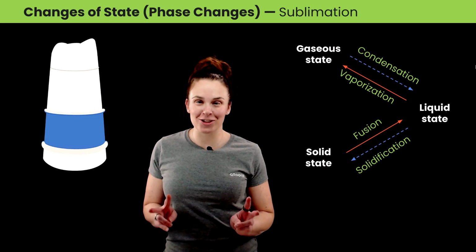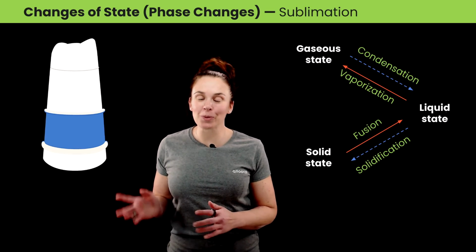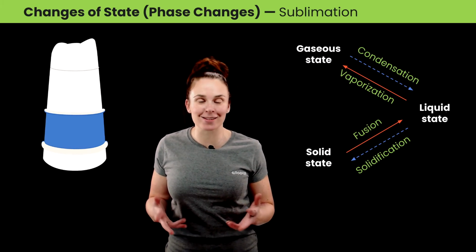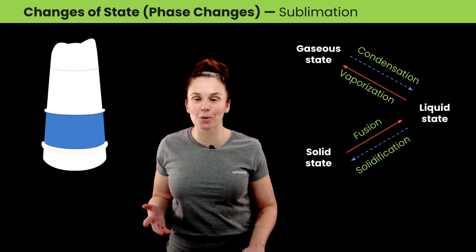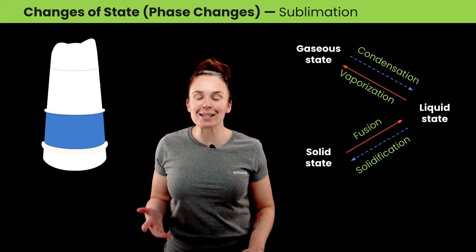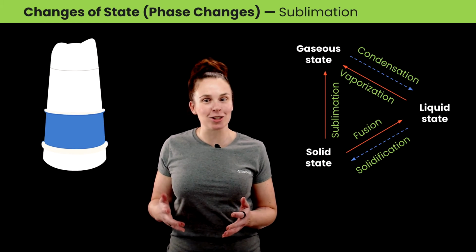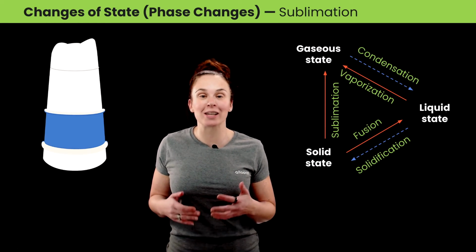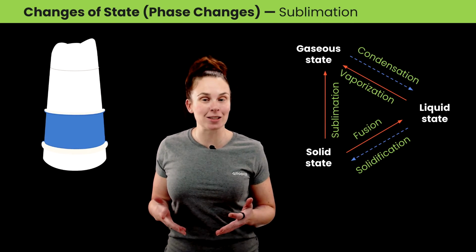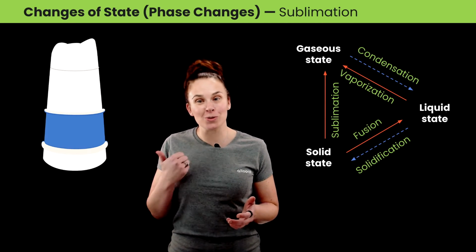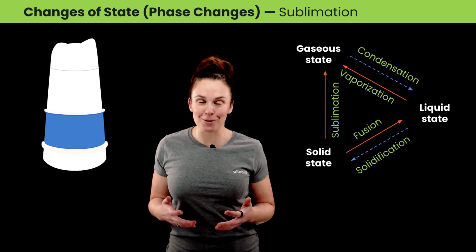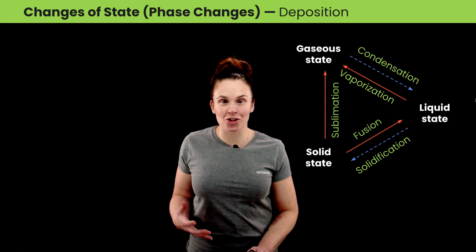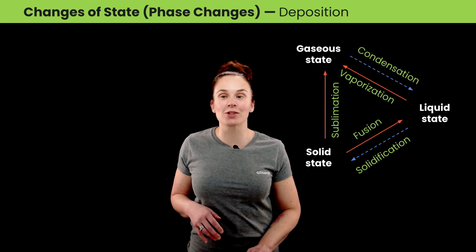We have 2 phase changes left. So here we have a solid air freshener that will release gas particles into a room to make it smell nice. And this process is called sublimation. And as you can see with the red arrow, we are moving from a solid state to a gaseous state because there's an increase in temperature. So when you use this example, it's better in a hot room than in a cooler room. Our last phase change goes from the gaseous state to a solid state.